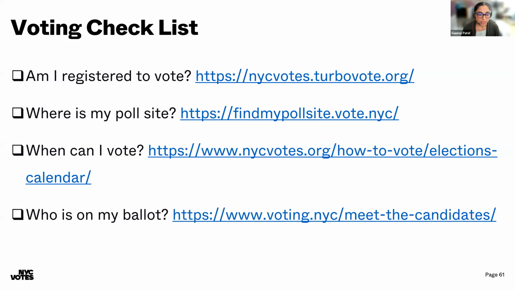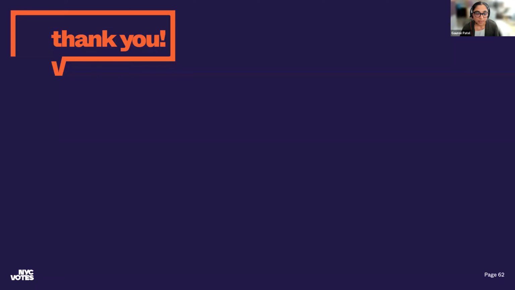These are all from our site as well. So the main nycvotes.org can lead you to checking if you're registered, checking your poll site, checking the times, where you can vote, when you can vote, and who specifically is going to be on your ballot based on your address and where you are, your district.